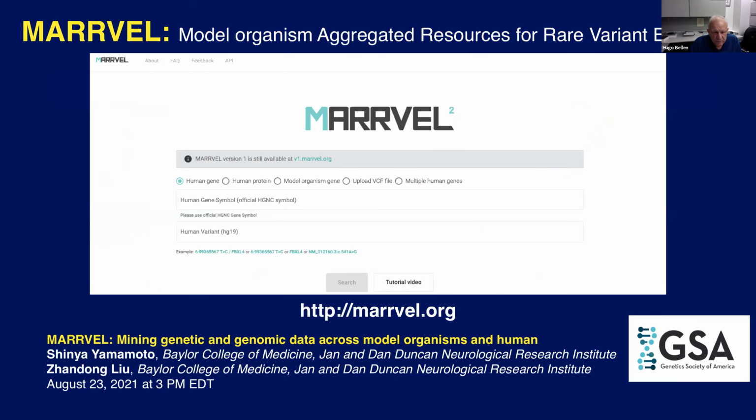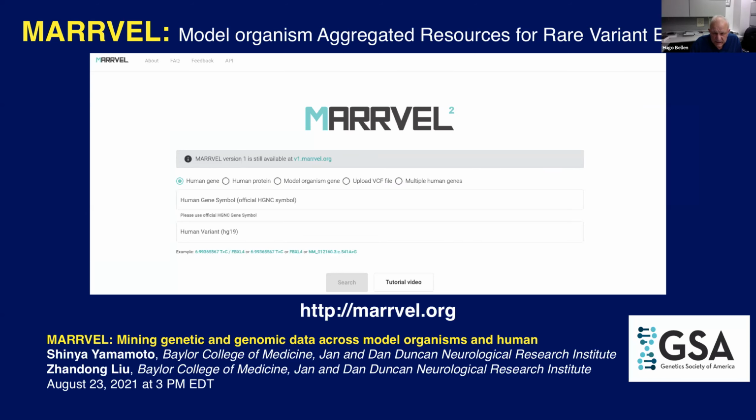A brief word about MARVEL: there will be a seminar about MARVEL on August 23 this year, on mining genetic and genomic data across model organisms and human. That is to help model organism researchers understand how you mine all the genetic information in humans and model organisms, and how you need to prioritize genes that may cause a human disease. MARVEL has been very useful for us, and it kind of requires a tutorial.